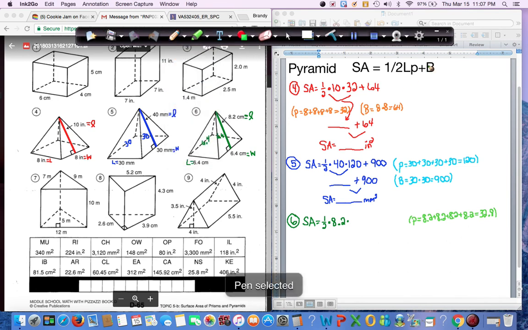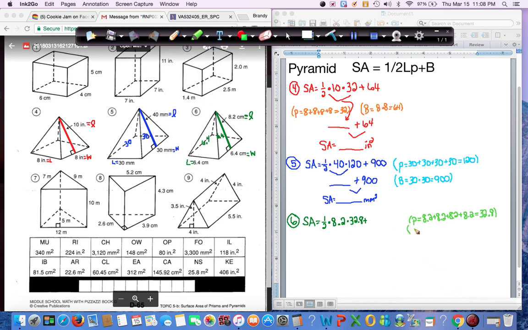Alright, let's go back and get our regular green. For perimeter, we found that it is 32.8. So we are going to multiply 32.8 to our slant height times half. Finally, we need to add our area of our base. We need to figure out the area of this base, because that's the last surface area we need to add to make sure we get it all.